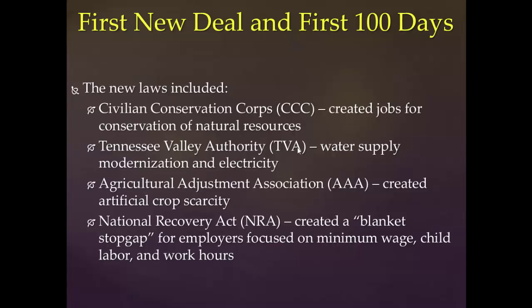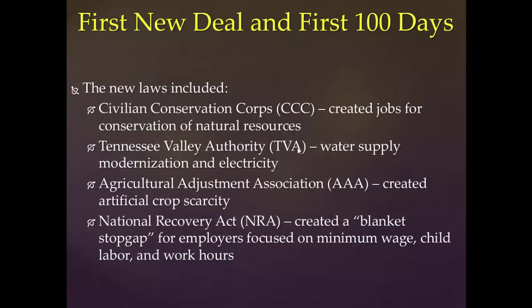And the AAA was created in order to drive up the price of farming to help farmers. So basically what it did was that they allowed farmers to not grow crops and they paid them for it. So if, let's say I had 100 acres of land, the government would pay me to leave 75 of my 100 acres barren in an effort to increase the price of crops to save the farmers. So sometimes they would kill off piglets and cows and they would leave crops to rot, all in an effort to try and boost up the price of crops.